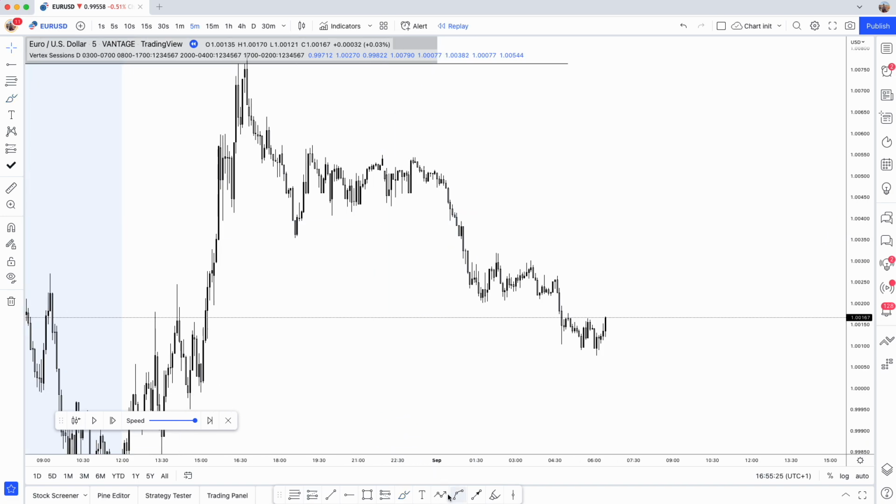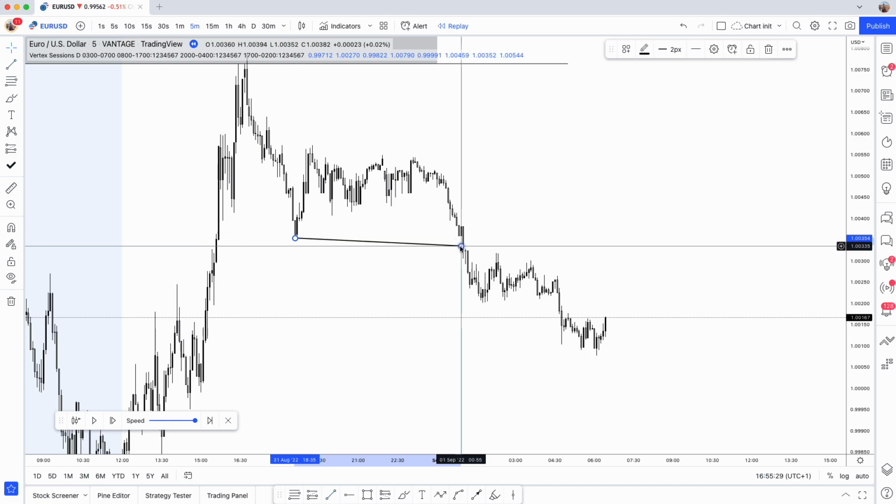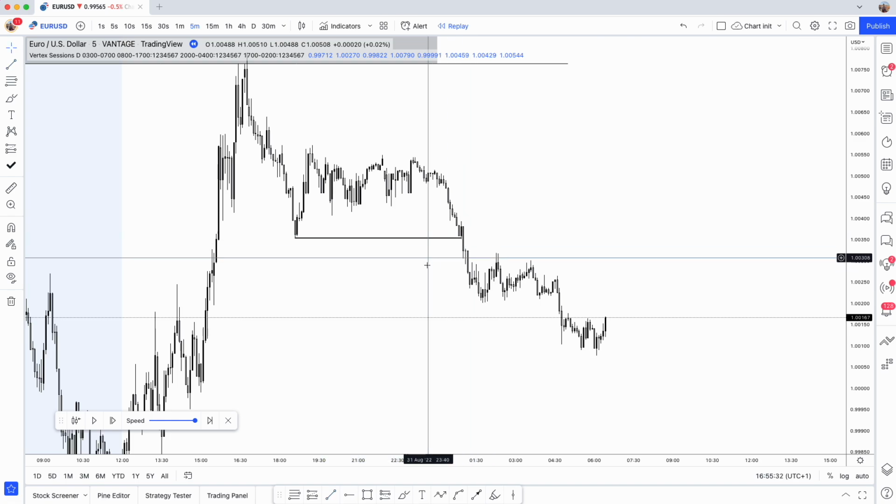Now in terms of this breaker structure here, I notice I've not actually been drawing any lines for you guys, I'm sorry. And then when I do draw a line, it messes up.